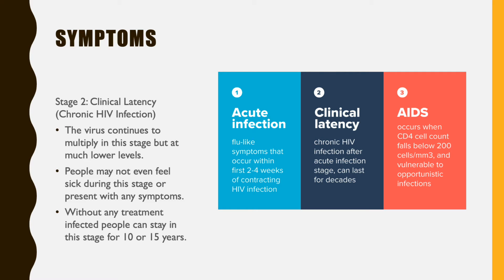Stage 2 is called clinical latency, so this will be a chronic HIV infection, and the virus continues to multiply in this stage, but at much lower levels. People may not even feel sick during this stage or present with any symptoms. Without any treatment, infected people can stay in this chronic HIV infection stage for 10 or 15 years. The only way you can truly know you have HIV is to get tested. You cannot base it off symptoms alone, and everyone can experience different symptoms. The third stage of HIV is AIDS, but we will talk about that later.